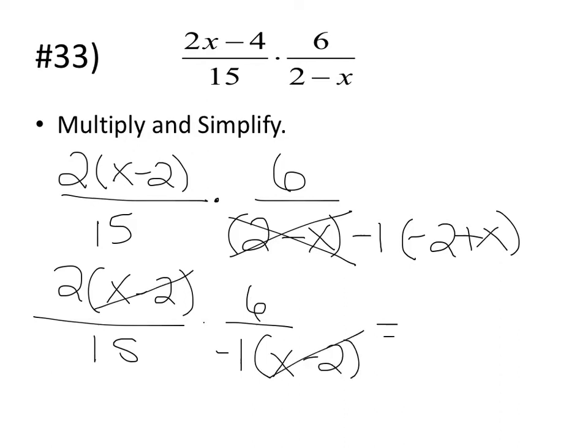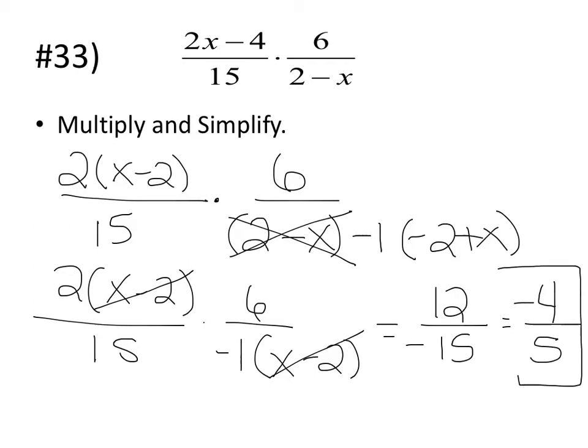And then you're just left multiplying numbers. You multiply straight across. So 2 times 6 is 12. And 15 times negative 1 is negative 15. And you notice this can be reduced because 3 comes out of both of them. So it's negative 4/5. And don't forget the negative. I always put it in the numerator.